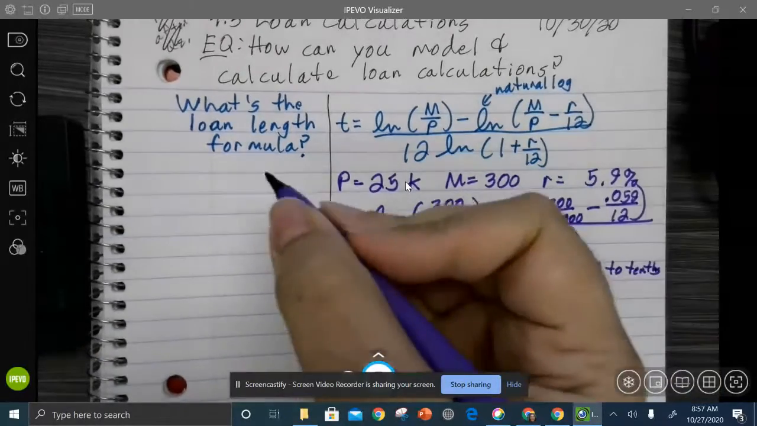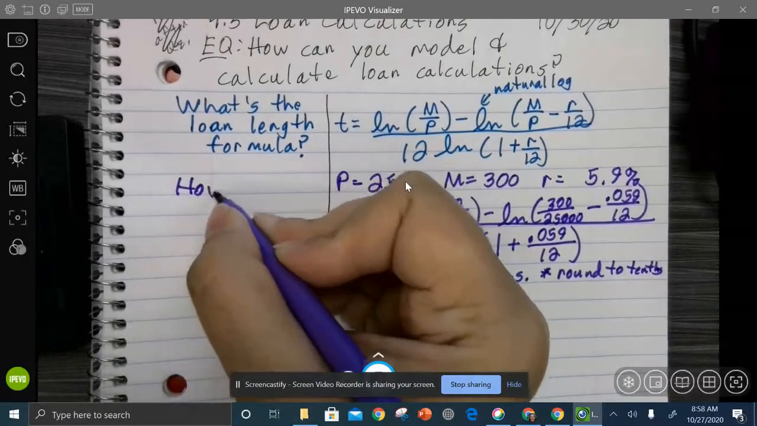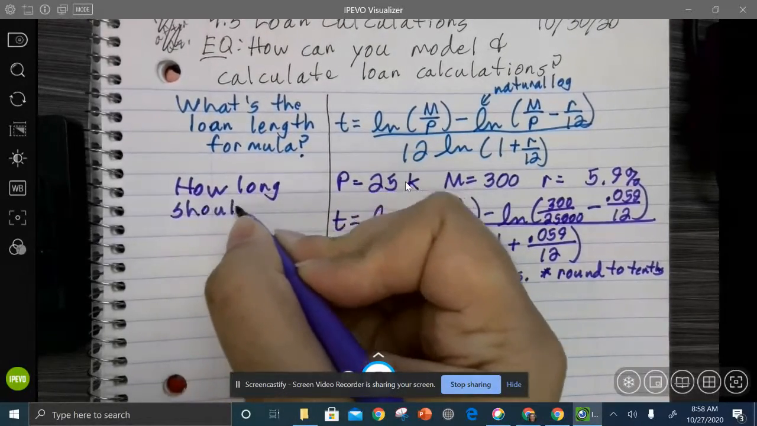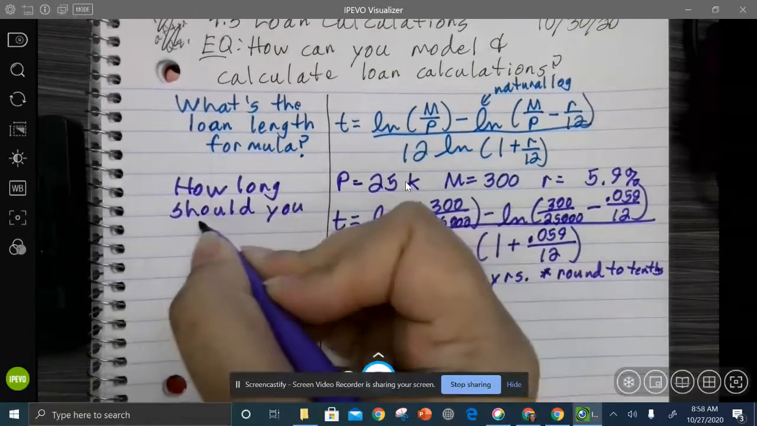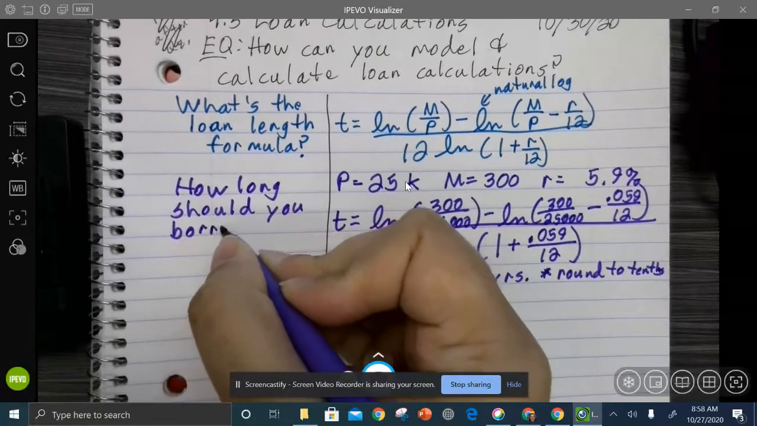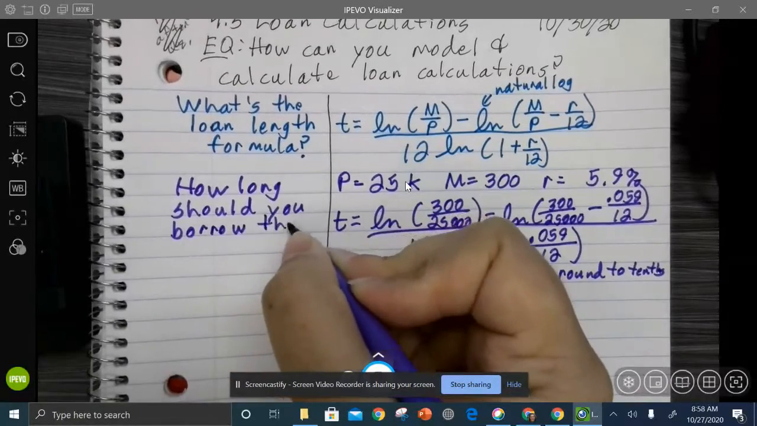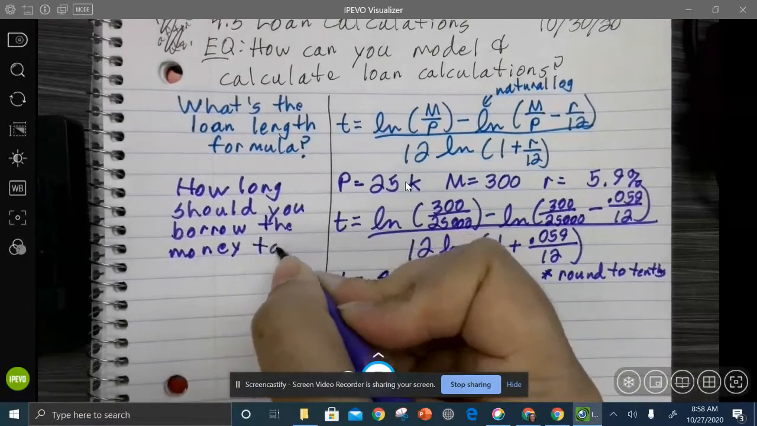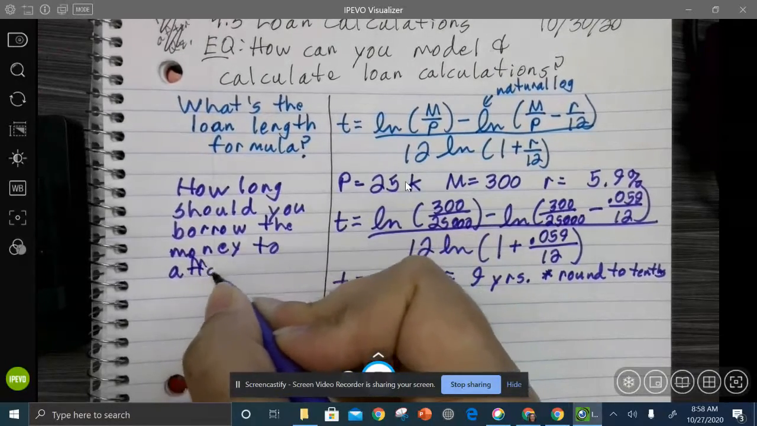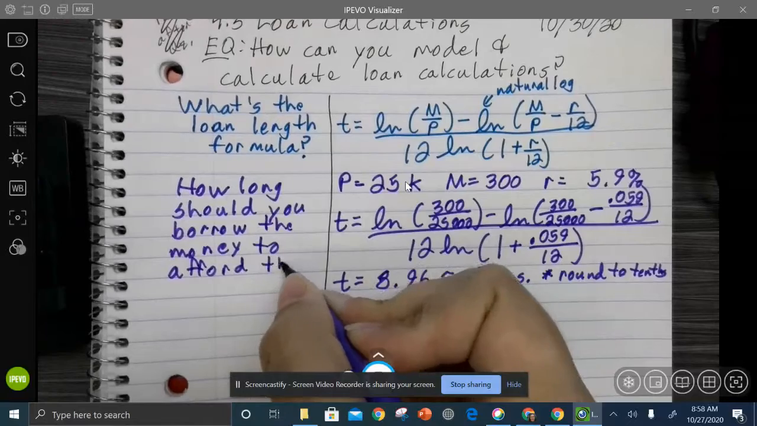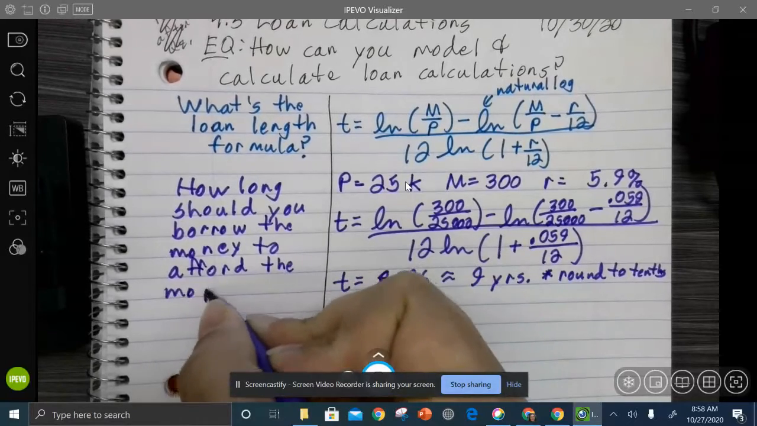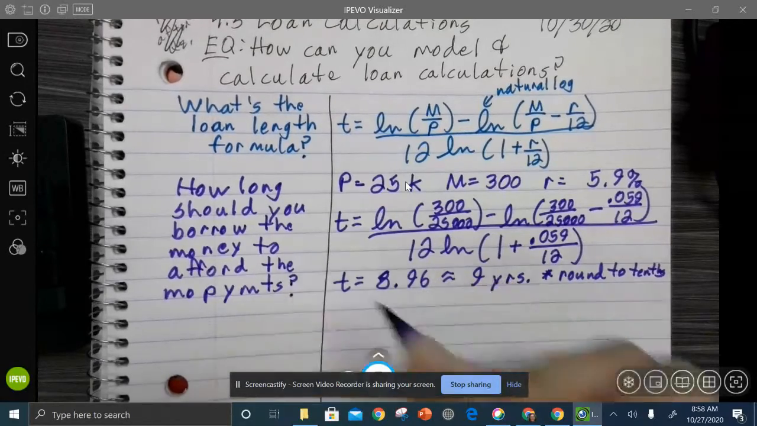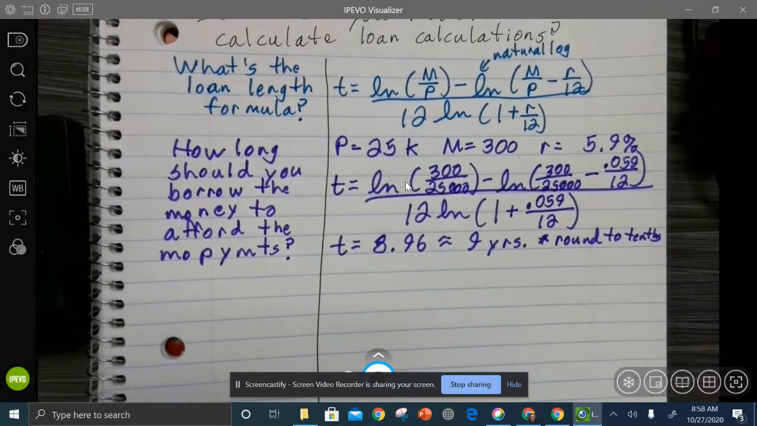Okay, and our question is, so how long should you borrow to afford the monthly payments? Okay, so you figure out with your budget that you can pay $300. So we want to know how long.